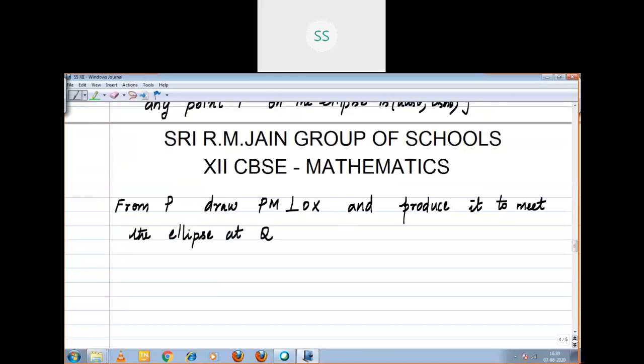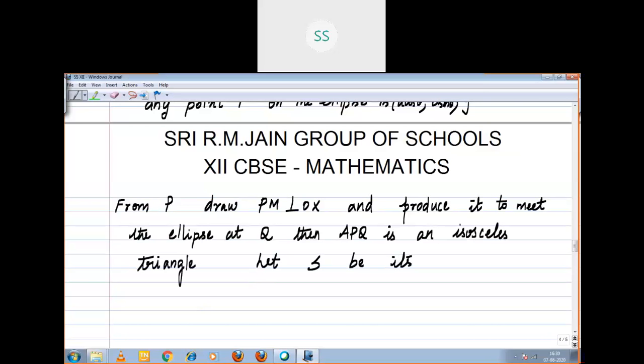Then APQ is an isosceles triangle. Right, children? Let S be its area. We are using the letter S.